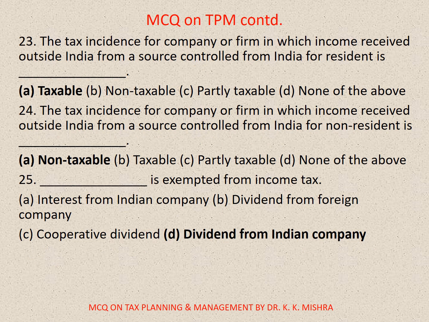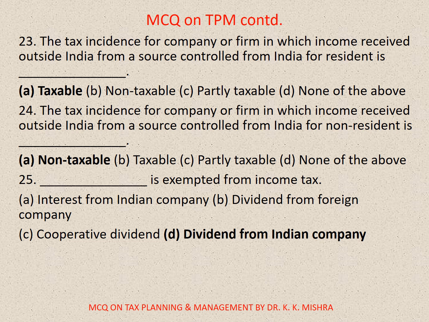23. The tax incidence for a company or firm in which income received outside India from a source controlled from India for resident is dash. A. Taxable, B. Non-taxable, C. Partly taxable, D. None of the above. Correct option is A. Taxable.